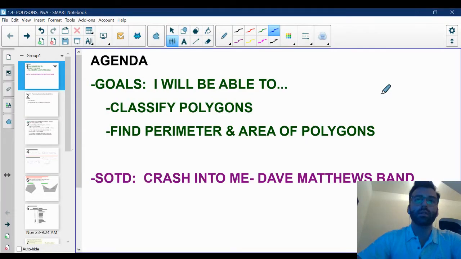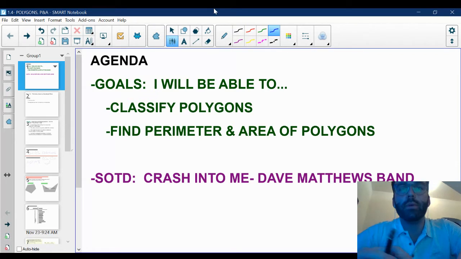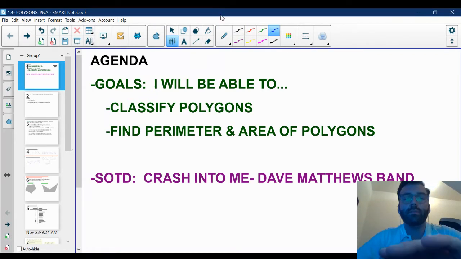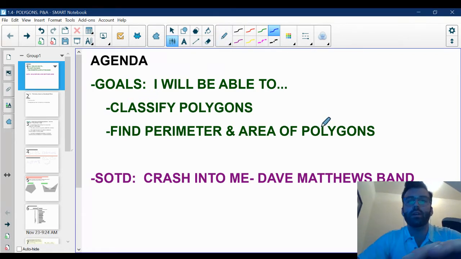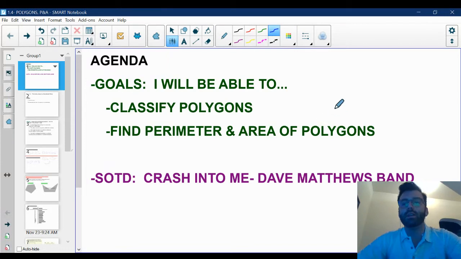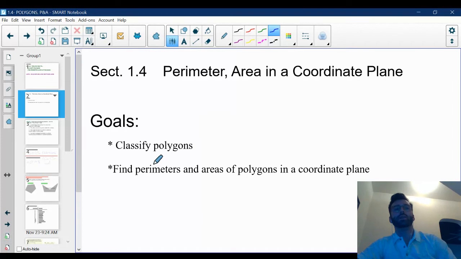Okay, let's do it. Anyway, let's talk about what we're doing today. So our goals for today are classifying polygons, finding the perimeter and area of polygons. Now, we're going to talk in depth about polygons in our second semester when we get to quadrilaterals, but it's important to have this little introduction at least to what we're doing. So again, we're classifying polygons, and then we're going to be finding perimeter and area of polygons.